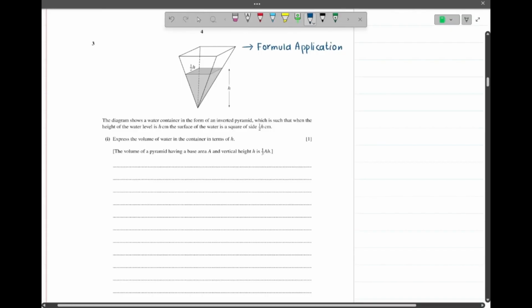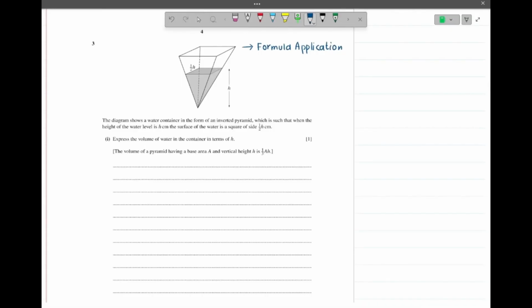Moving on to question number 3. This question is basically just formula application in the first part at least. It reads, the diagram shows a water container in the form of an inverted pyramid. It has a square base. Find the volume of water in the container in terms of H. So they've given you the formula of volume, and they've mentioned in the question that it's a square. What is the formula of the area of a square? Area of a square formula is L square, where L stands for length. The length is 1 over 2h. So area would be h square over 4.